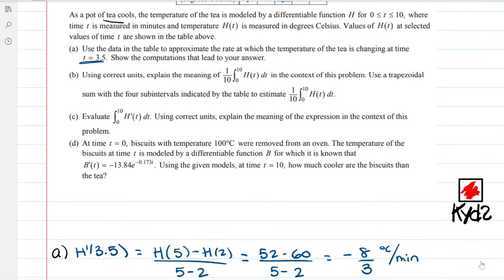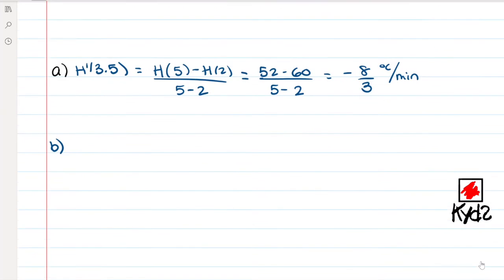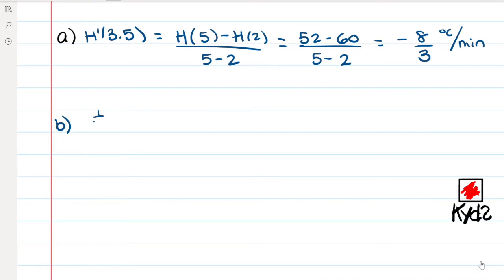Part B says to, using correct units, explain the meaning of 1/10 the integral from 0 to 10 of H of t dt, and use the trapezoidal sum with 4 subintervals to find it. So the first thing I'm going to do is go ahead and find it. So it's 1/10 the integral from 0 to 10 of H of t dt. So it's 1 over 10, and the trapezoid equation is h over 2 times b1 plus b2.